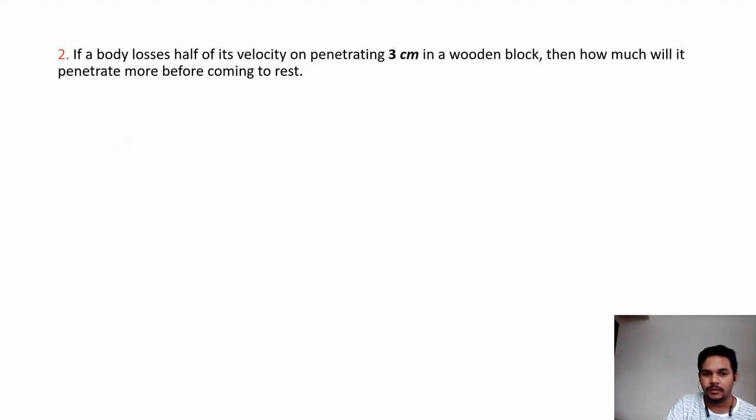So case 1, case 1 means initial velocity. V initial I am assuming is v itself. In the first case we are assuming from v to half of that, so v final in this case is v by 2. This is the initial velocity, this is the final velocity. In that case it has penetrated 3 centimeter. So let's find, assuming that the wooden block is exerting constant force.